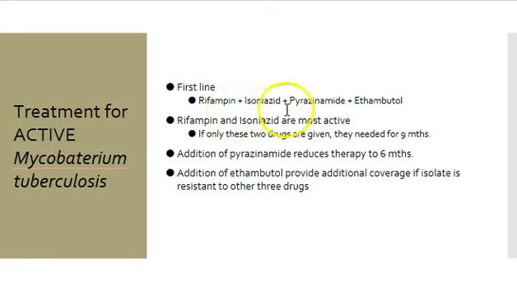Rifampin and isoniazid are the most active, and even if these two drugs are the only drugs given, you need them for 9 months. So it's a long treatment course. The addition of pyrazinamide can reduce therapy from 9 months down to 6 months, and then the addition of ethambutol is warranted if the isolate has any type of resistance to one of the other 3 drugs listed up here.